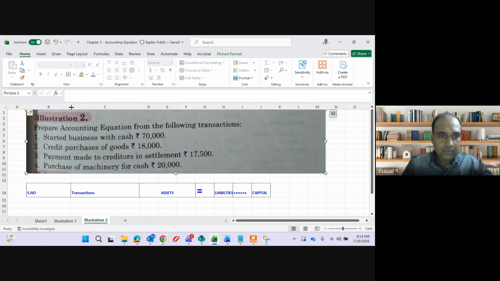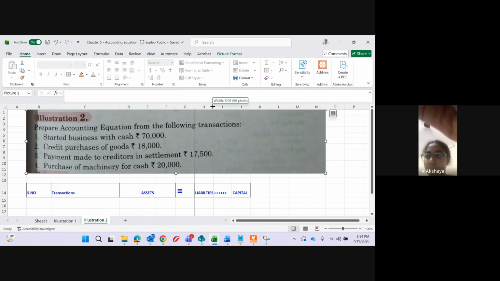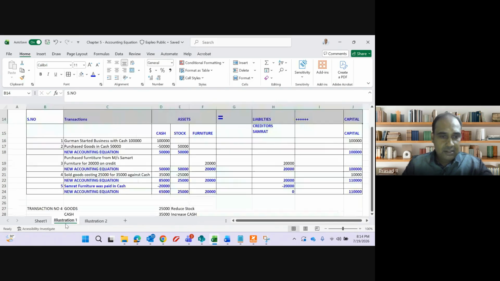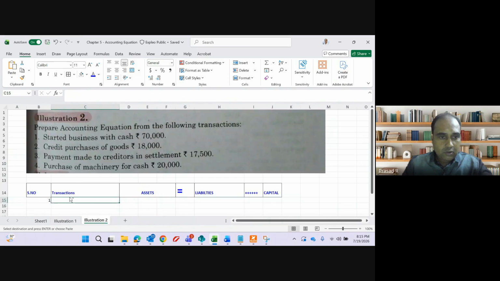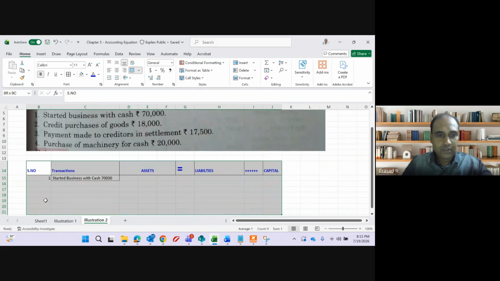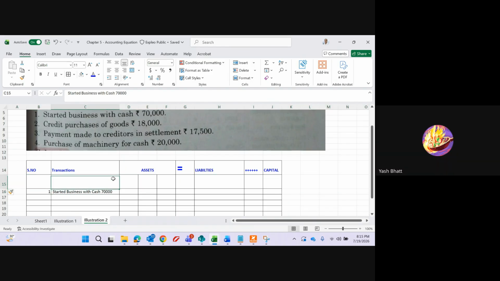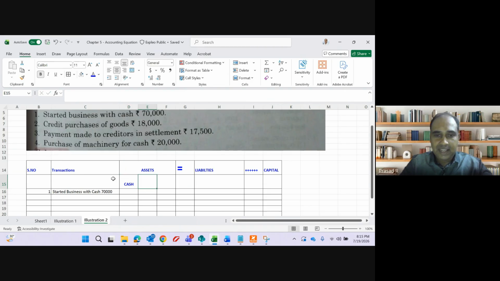Can you see my screen? Fantastic, guys. Serial number 1, started business with cash. How much is the amount, guys? 70,000. This is very easy. We have discussed it now 3 or 4 times. What shall I do? Where shall I add? Cash and capital. I have to introduce one asset called cash. Capital will remain as capital. 70,000 under cash and 70,000 under capital.